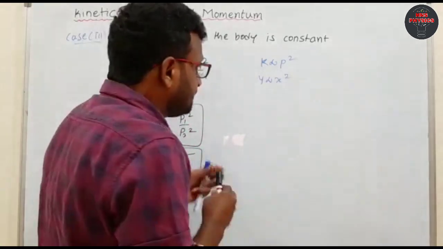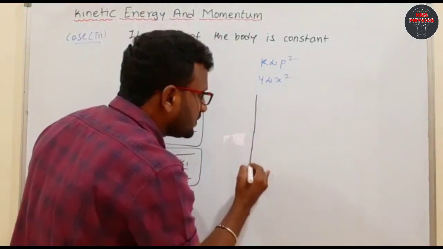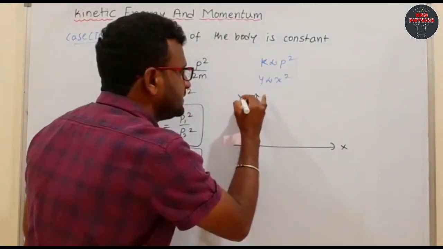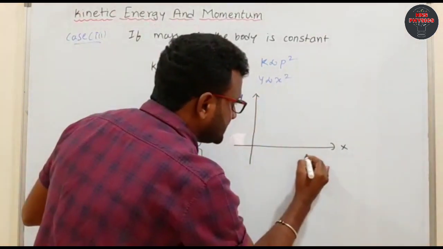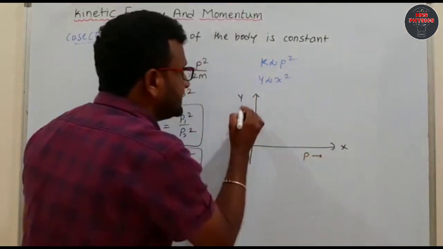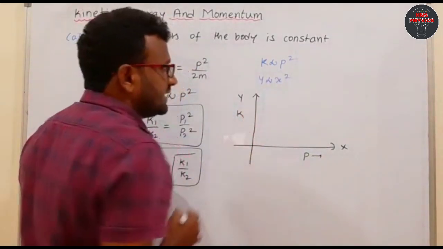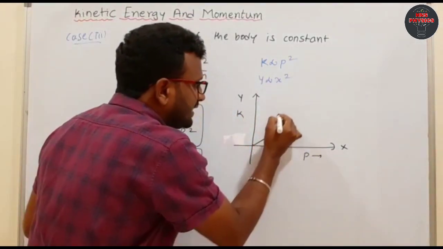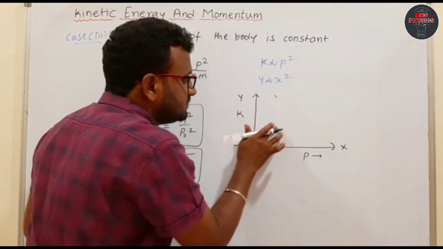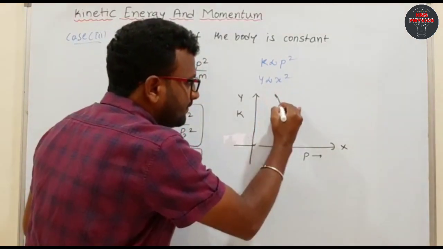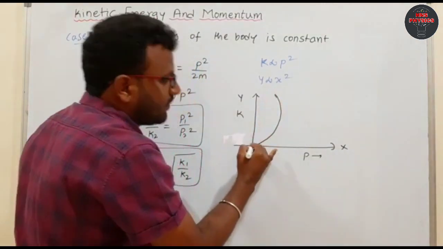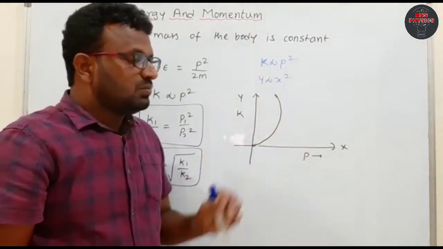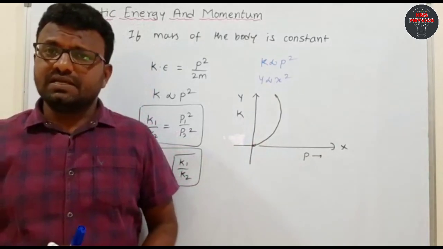So see here. This is the x-axis, this is the y-axis, right? On x-axis I am going to take momentum, on y-axis kinetic energy. So how will it come on that graph? It looks like a parabolic path. So this is the graph between the kinetic energy and momentum. So this is case 3.